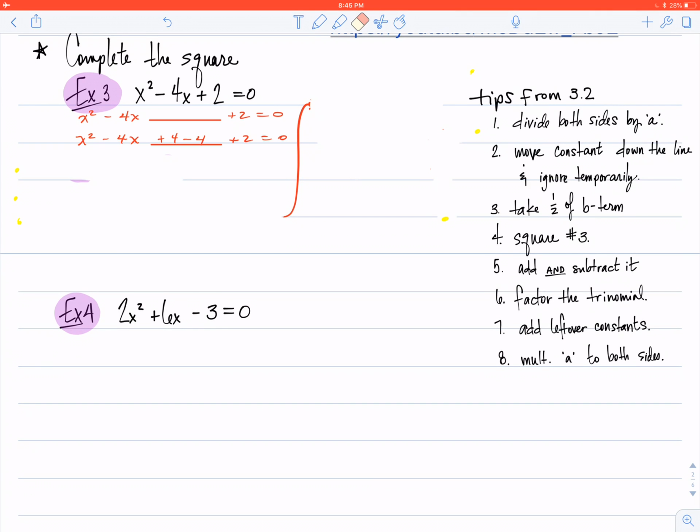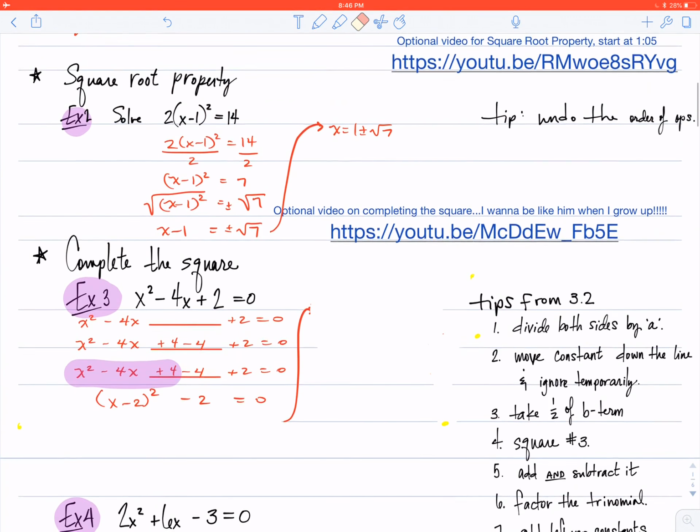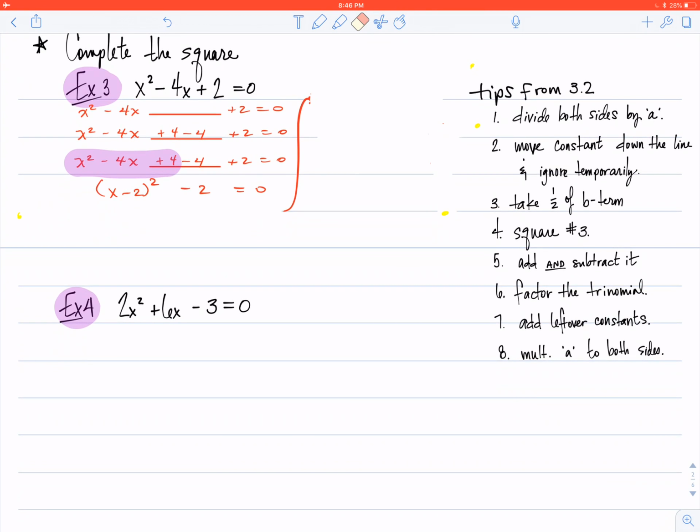Number 6 says that I should factor the trinomial. This is where I take those 3 pieces, and remember that I have a shortcut for that. So factor the trinomial, you have an x minus 2 quantity squared. And then number 7 says to combine the leftover constants. So your negative 4 and your positive 2 is what gave me the negative 2 down below that. Now I'm actually ready to start solving. This is going straight back to the square root property method. So I just simply need to start stripping away all of the things around the x.